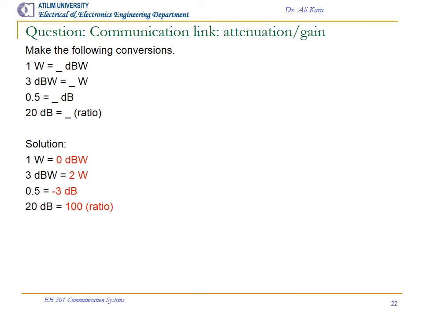Make the following conversions: 1 watt in dBW, 3 dBW in watts, 1/2 ratio in dB, 20 decibels in ratio. Solution: be very careful about the units, and keep in mind that dB itself refers to a ratio, but written as dBW or dBm, it refers to a power level.